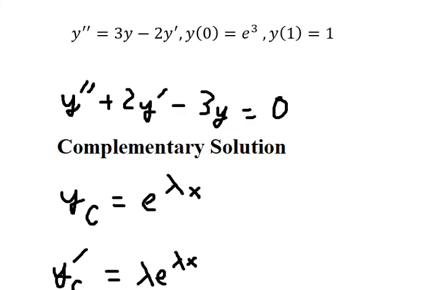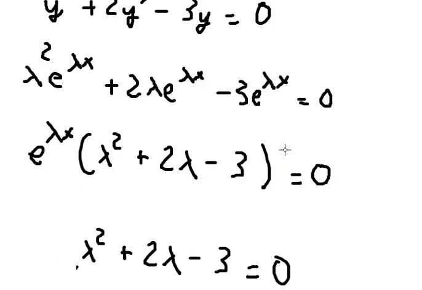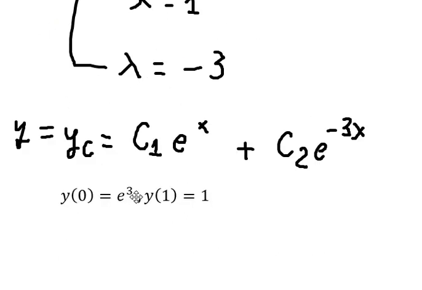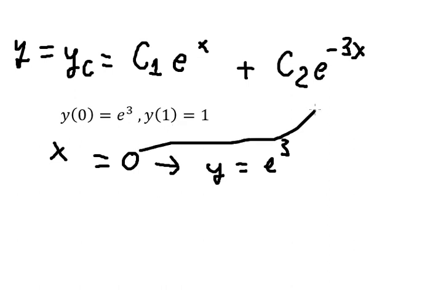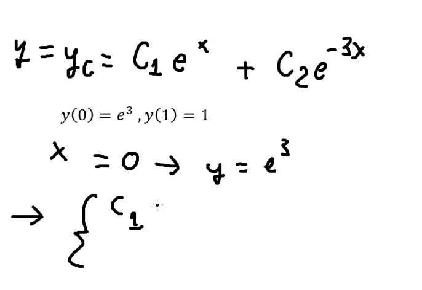Next, we have the condition. That means when s equals 0, y equals e to the power of 3. So I will put 0 here and 0 here, and e to the power of 0 is 1. And now we have the first equation.